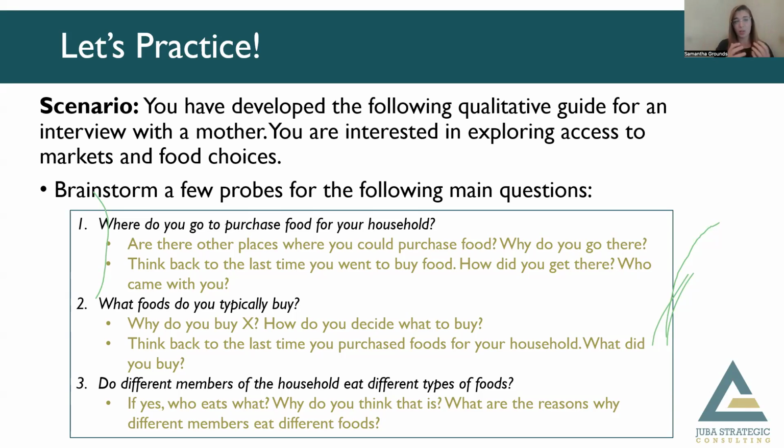And then for question 3, do different members of the households eat different types of foods? A potential probe could be, if yes, who eats what? Why do you think that is? What are the reasons why different members eat different foods? So again, just trying to clarify, trying to gain more details, and trying to have a more in-depth understanding. And this will really allow us to collect some very rich data and be able to analyze and report really interesting data later on.